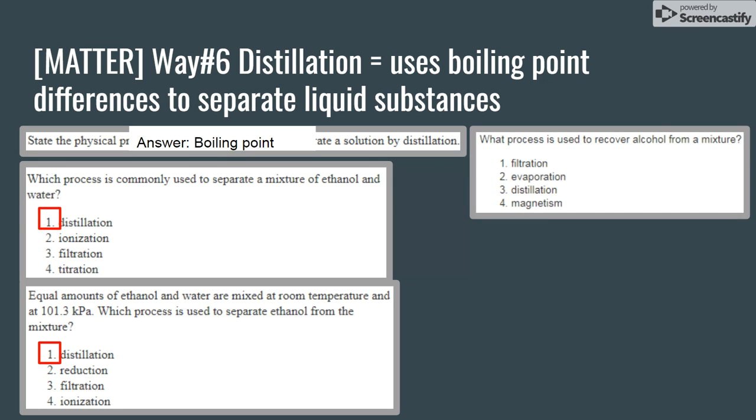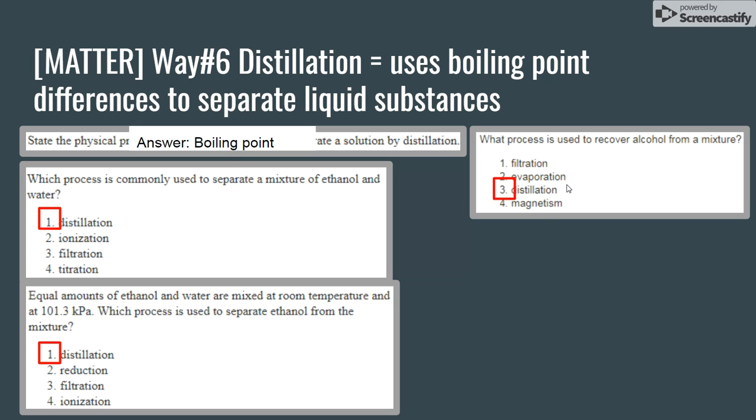Look at this problem. What process is used to recover alcohol from a mixture? Okay, again, alcohol is a liquid substance. And if it's in another mixture, we can always use the fact that alcohol has a different boiling point than the substance that it's mixed with to separate it. So the answer has to be distillation.